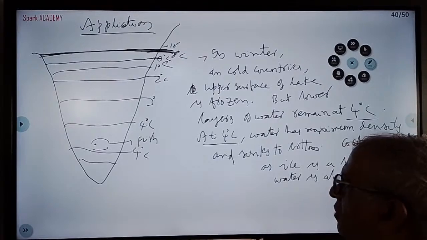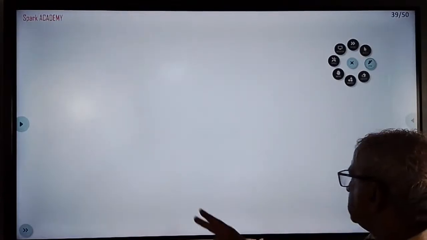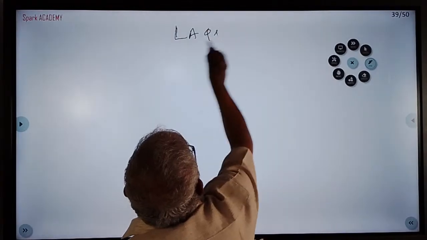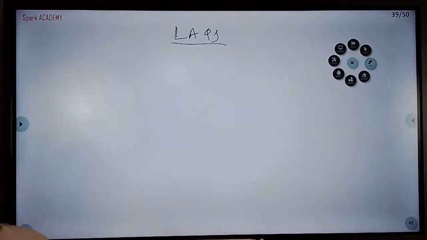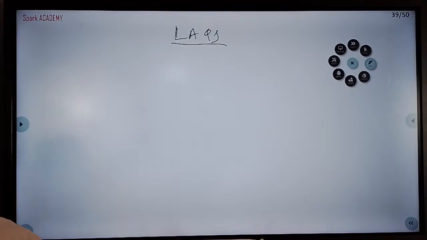Now we have completed short questions, students. Now we are going to long questions, LAQs. Long questions come from the chapter work, power, energy. We are going to the work, power, energy chapter.